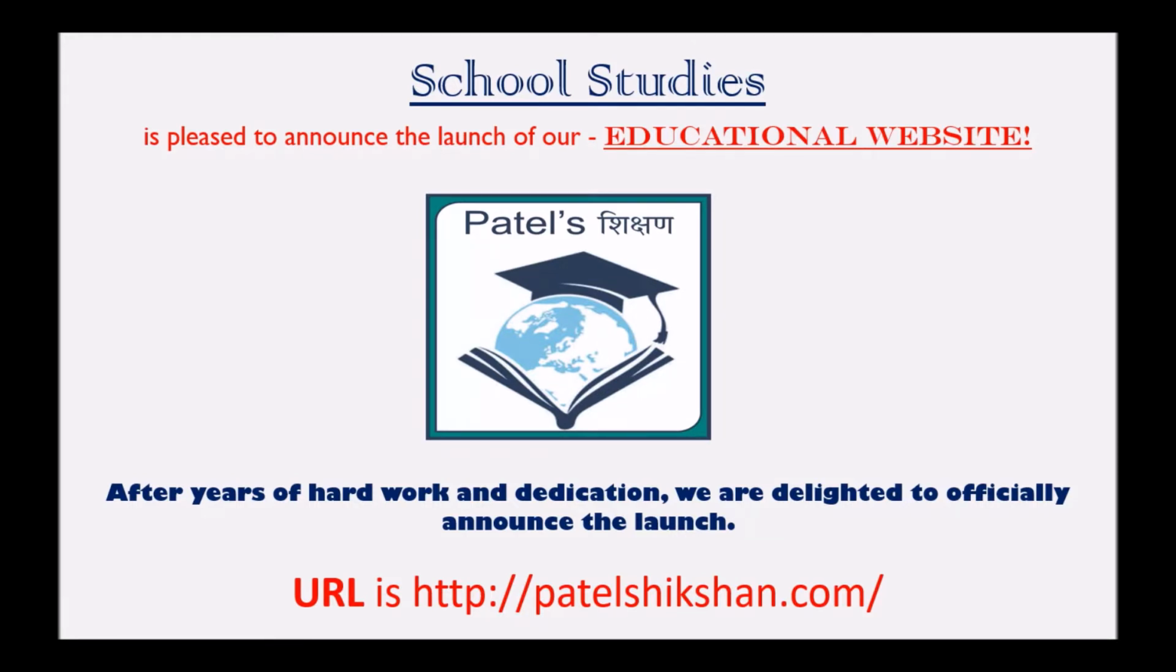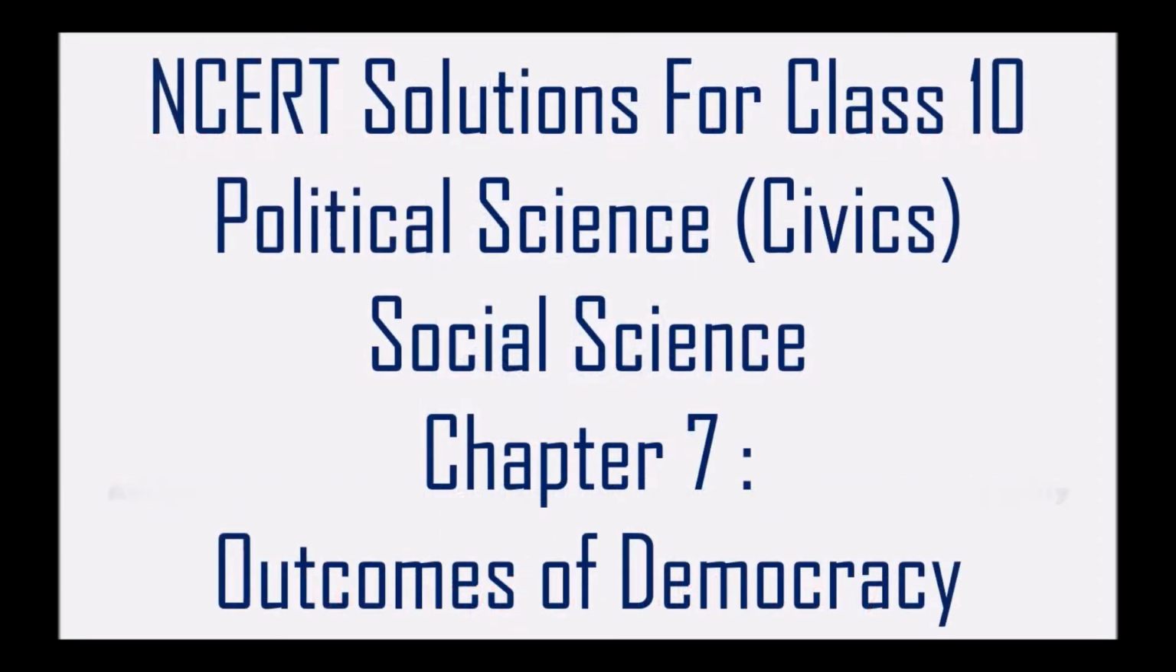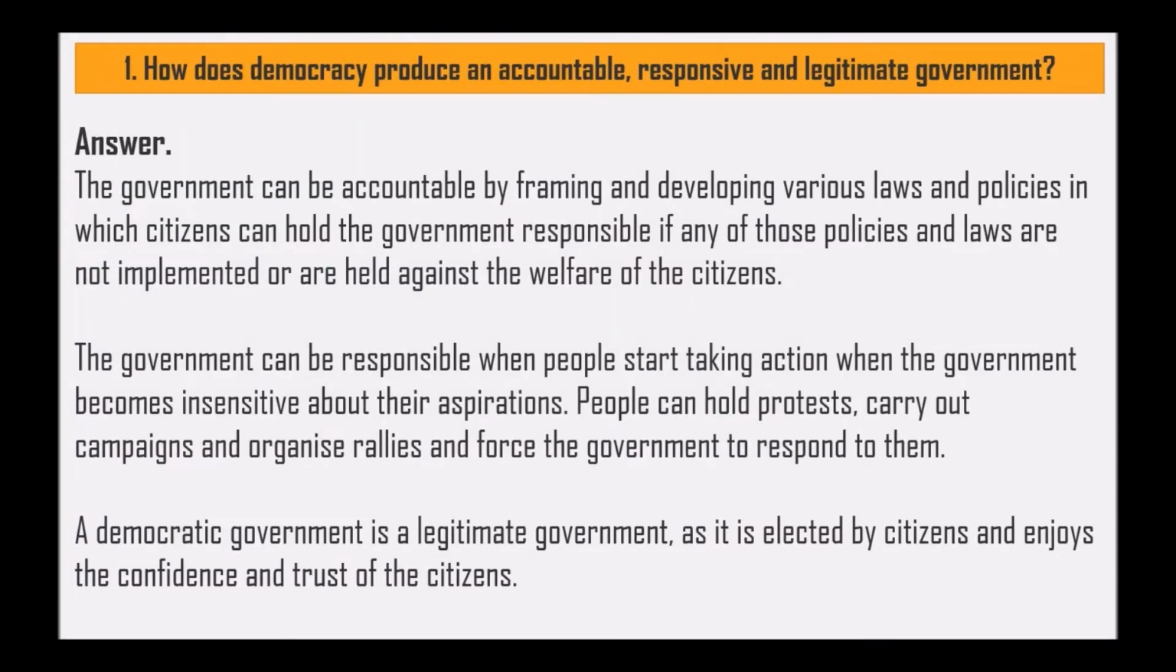Today we will see a video related to NCERT Solution for Class 10, Political Science, Civics, Social Science, Chapter 7, Outcomes of Democracy. So let's solve the textbook exercise. The first question is, how does democracy produce an accountable, responsive and legitimate government?